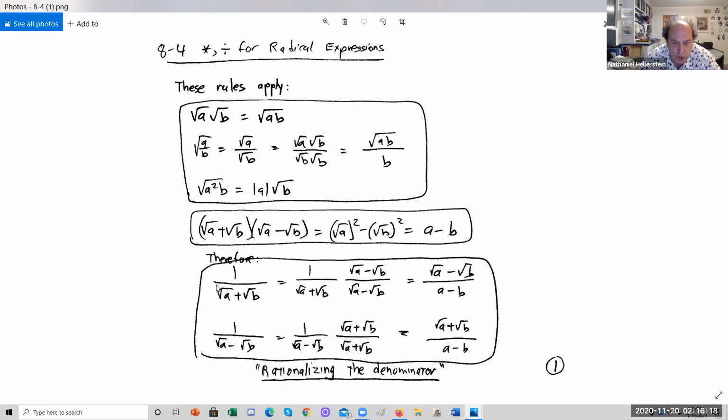If we have 1 over a sum of roots, we can multiply above and below, numerator and denominator, by root A minus root B. The denominator becomes A minus B, and the numerator is root A minus root B. Similarly, for 1 over a difference of roots, we multiply above and below by root A plus root B. The denominator again is A minus B, and the numerator is root A plus root B. So this is called rationalizing the denominator, getting rid of square roots in the denominator.